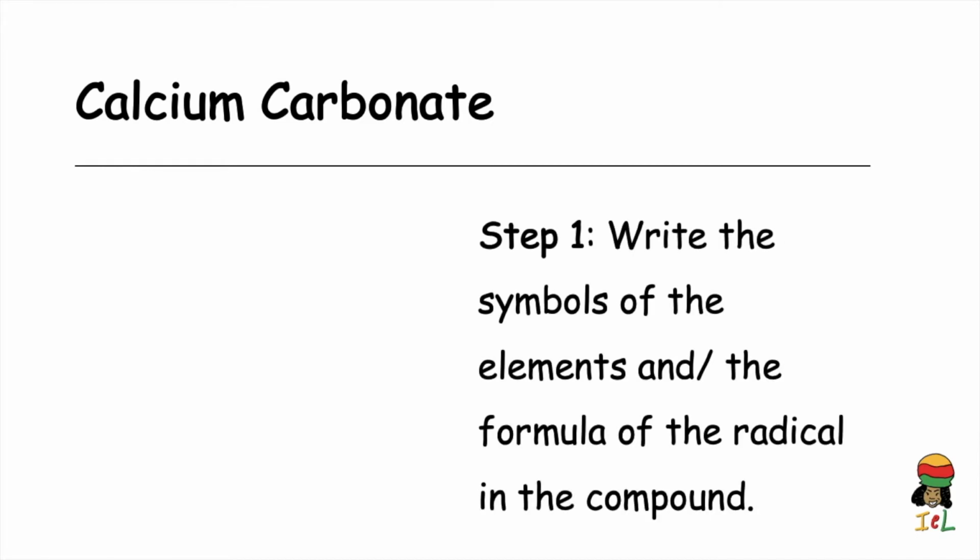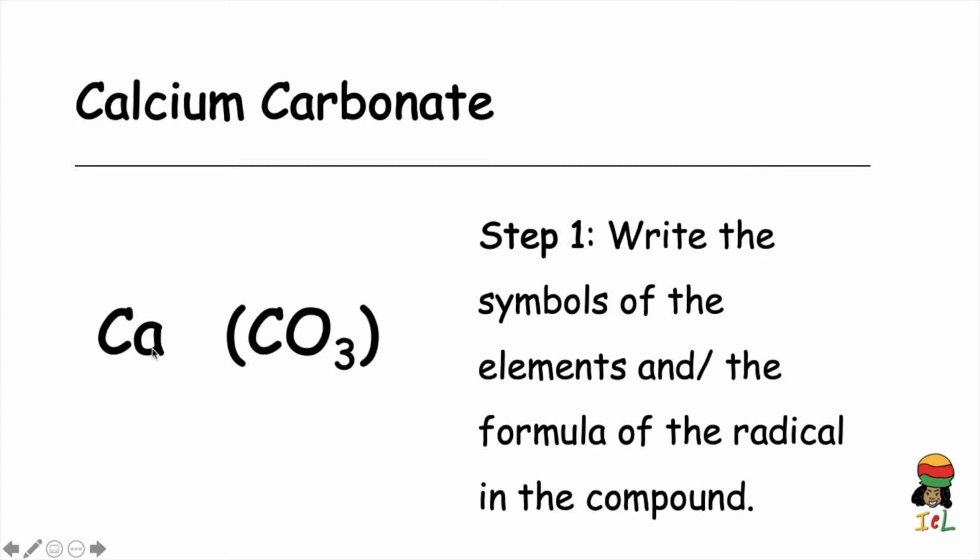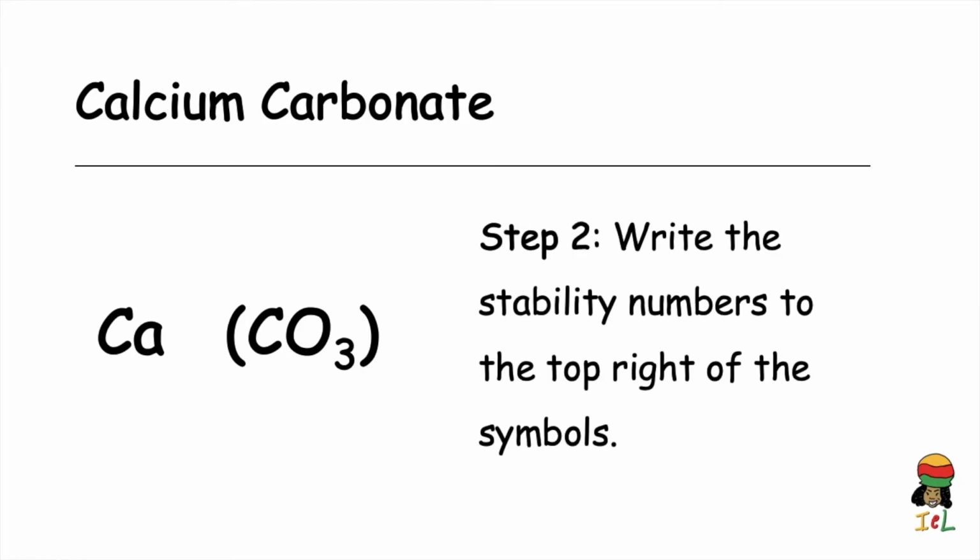Step 1, write the formula for any element or radical in the compound. Ca for calcium and CO3 for carbonate. Note that the formula of the radical is placed in brackets or parentheses. Step 2, write the stability numbers to the top right of the symbol. The stability number for calcium is 2 and that of carbonate is 2. Make sure to write the stability number for the radical outside the bracket at the top right. Also note that there's a common factor between the two stability numbers.